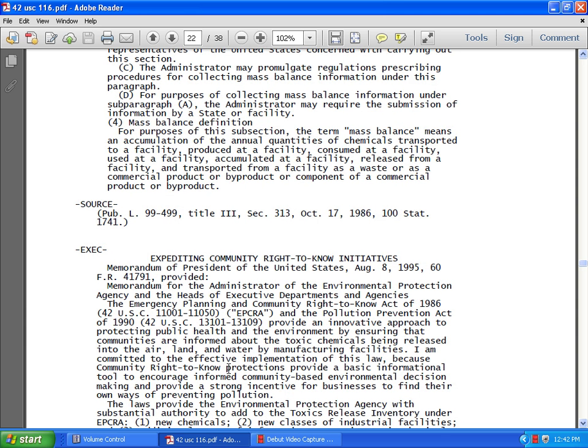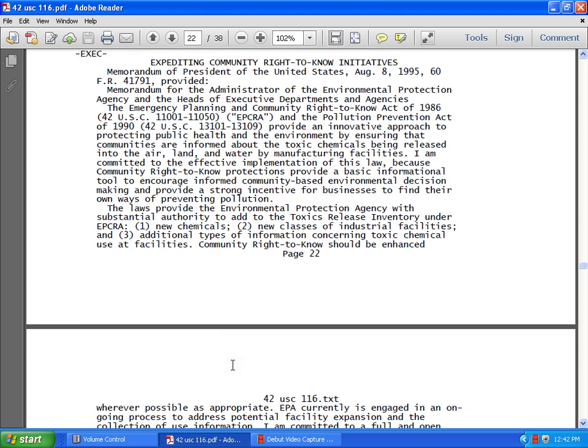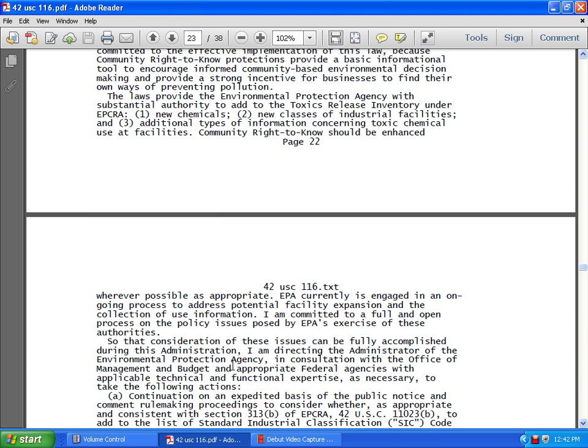The law provides the Environmental Protection Agency with substantial authority to add to the toxic release inventory of EPCRA new chemicals, new classes of industrial facilities, and additional types of information concerning toxic chemicals and facilities. Community right-to-know should be enhanced wherever possible and appropriate.